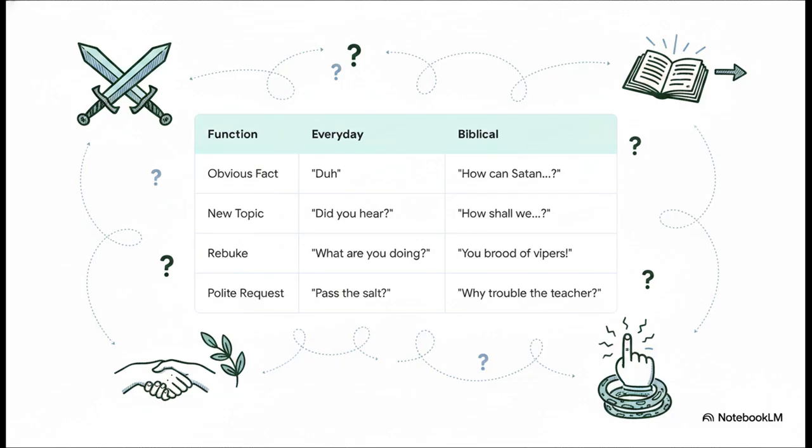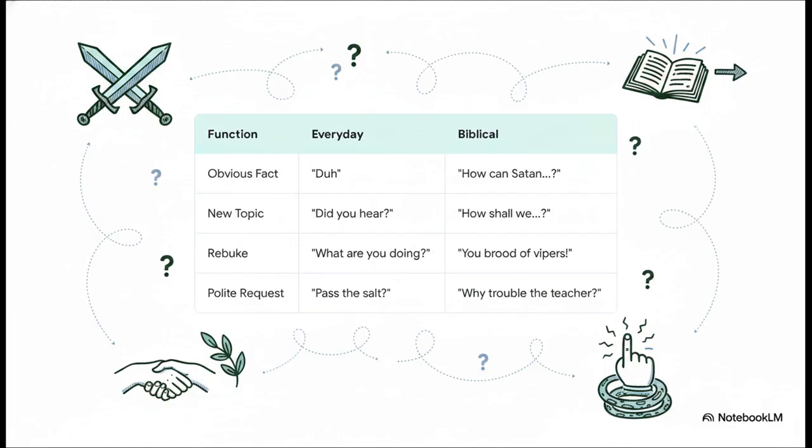Just look at the variety. Sometimes it's simply to state an obvious fact, like Jesus asking, "How can Satan cast out Satan?" Basically a big duh. Sometimes it's to introduce a new topic, like how shall we picture the kingdom of God, right before launching into a parable. Other times it's just a polite request. Think of Jairus being told, "Why trouble the teacher any further?" It's not a demand for an answer, it's just a polite suggestion to let Jesus be.